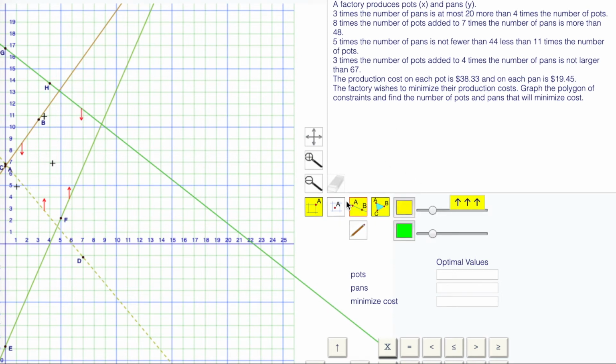Go to the polygon tool, turn off snapping, and try and get the dot right on top of where the lines cross. If you get close but it's not quite right, just hold the command key down and use your arrow keys to get it in exactly the right position. Like that. We are after the minimum.